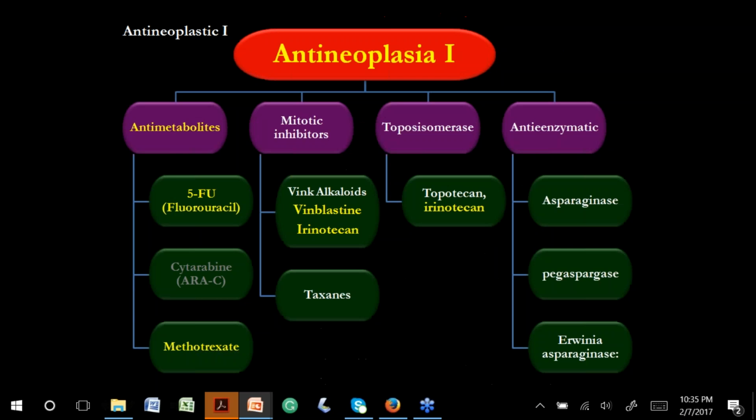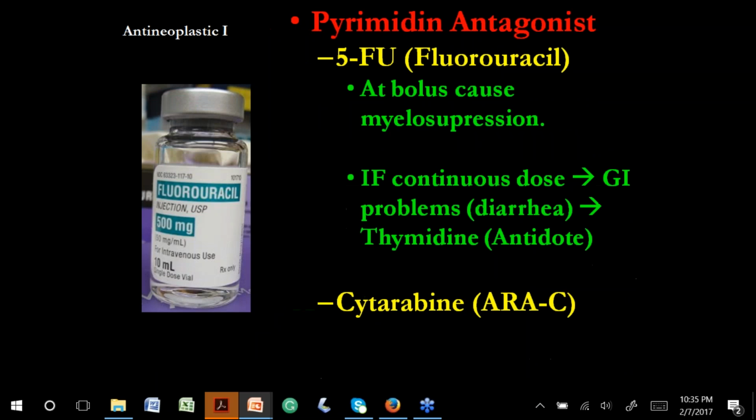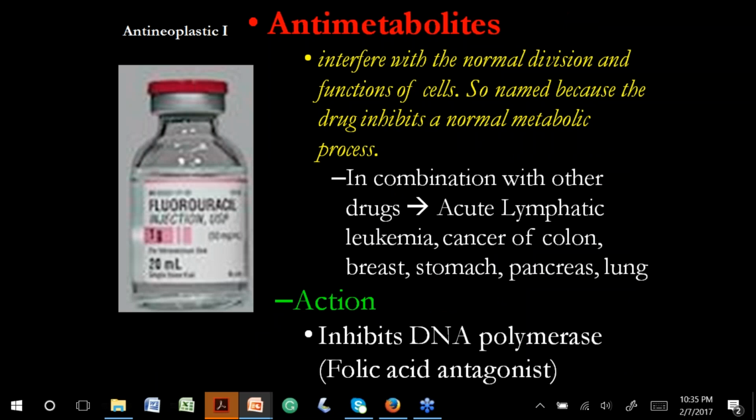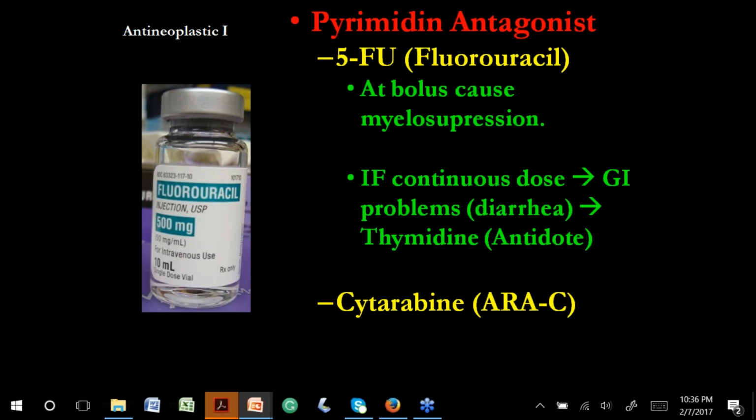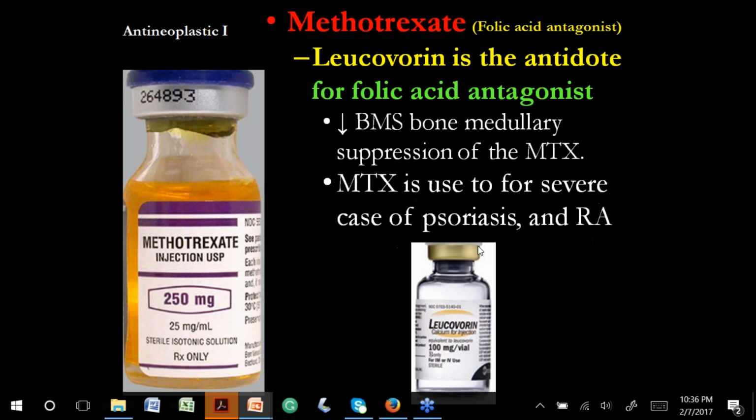So let me see. Okay, I have some mistake there, so I'm going to correct it in the next slides. Antimetabolites, we have the 5-FU fluorouracil, okay? What we need to remember is the antidote. Fluorouracil can lead to diarrhea. You already know, fast cells, right? Patients who have chemotherapy suffer from diarrhea, very common. And the antidote is going to be thymidine.